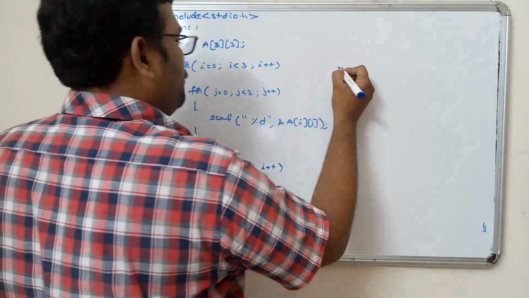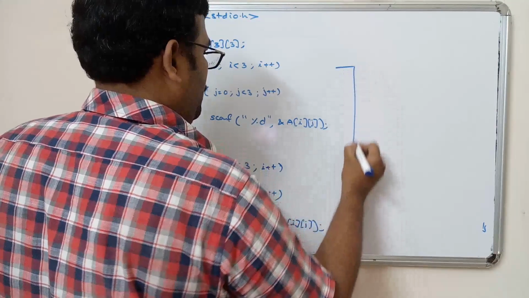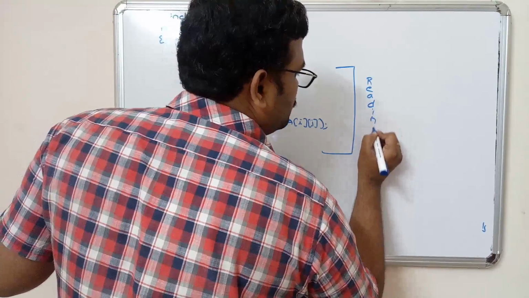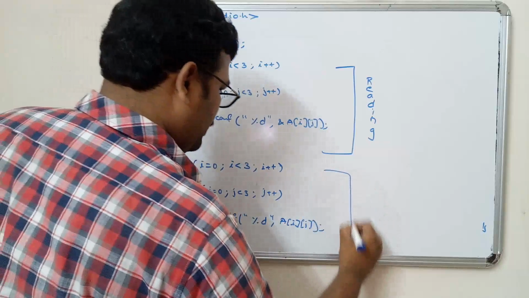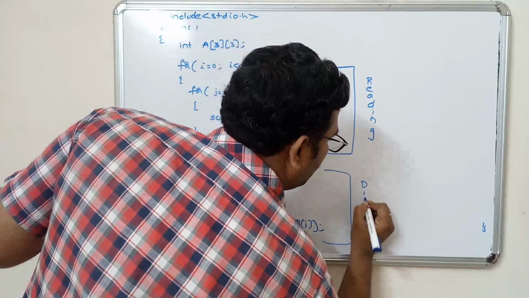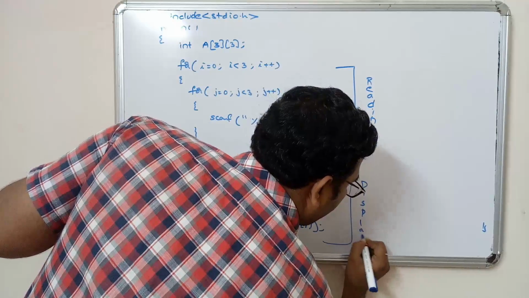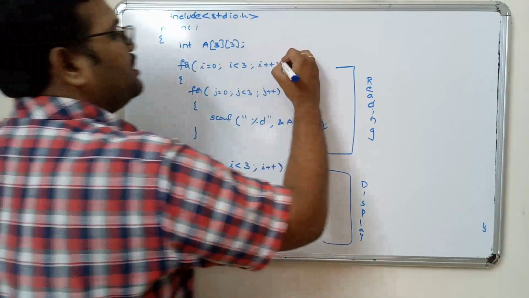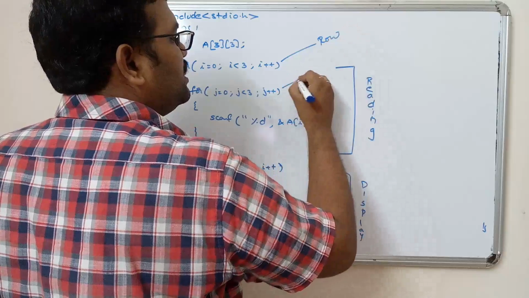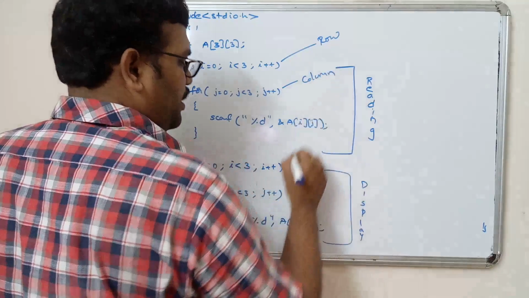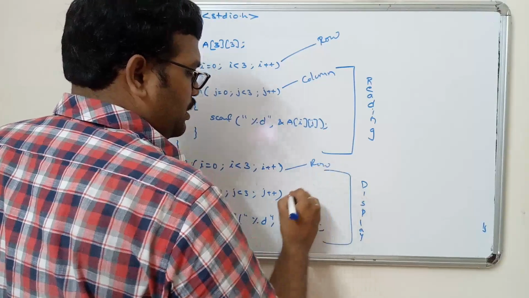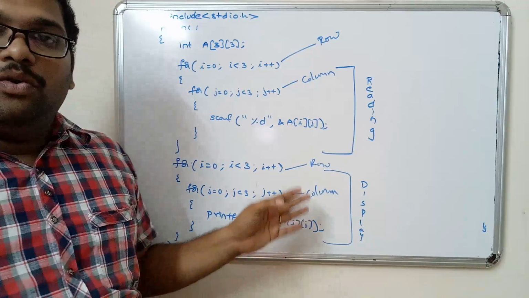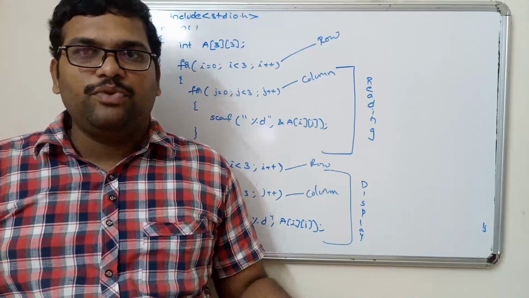So this process is for reading and this process is for displaying. This implements the row, this implements the column. Here also this implements the row, this implements the column. So hope you understood this simple concept of two-dimensional arrays.